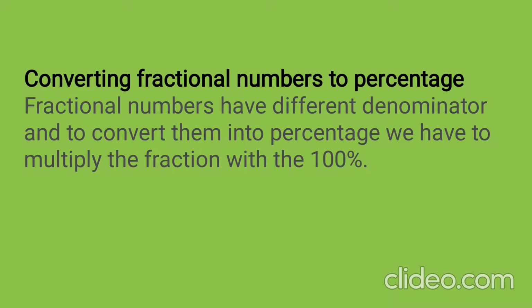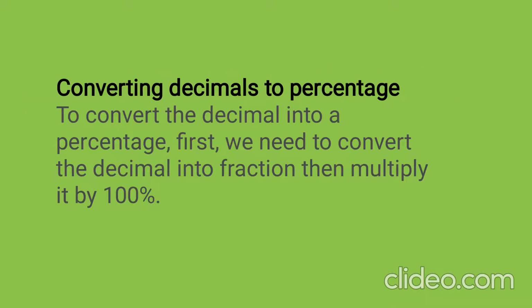Converting fractional numbers to percentage. Fractional numbers have different denominators, and to convert them into percentage, we have to multiply the fractions with 100%. Converting decimals to percentage. To convert a decimal into a percentage, first we need to convert the decimal into a fraction and then multiply it by 100.